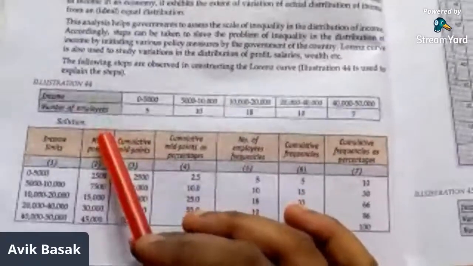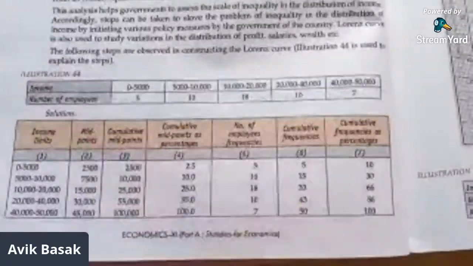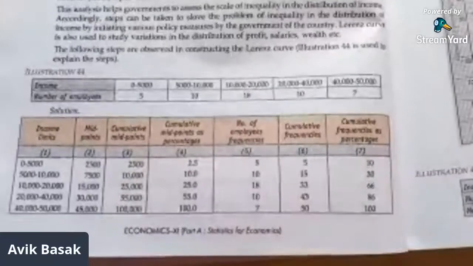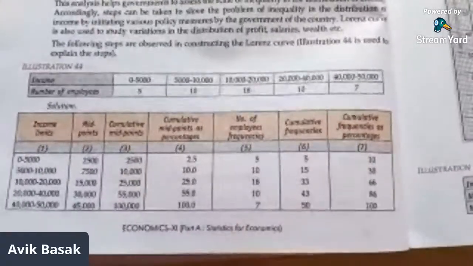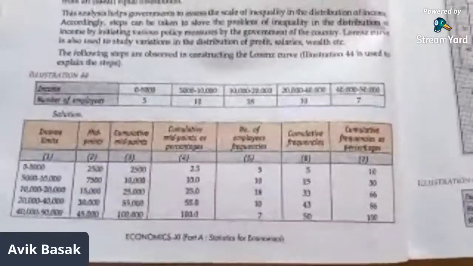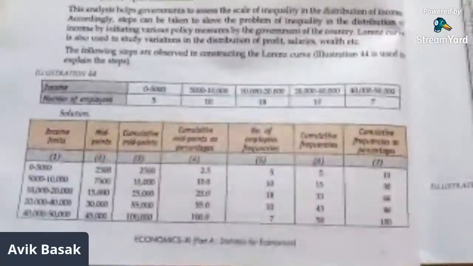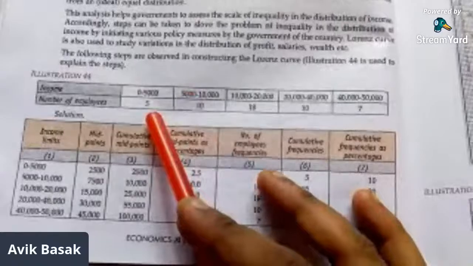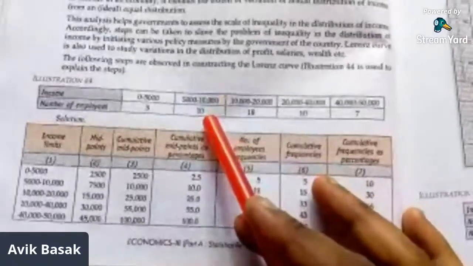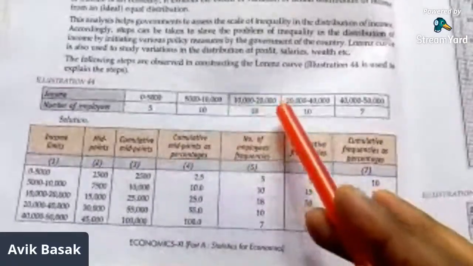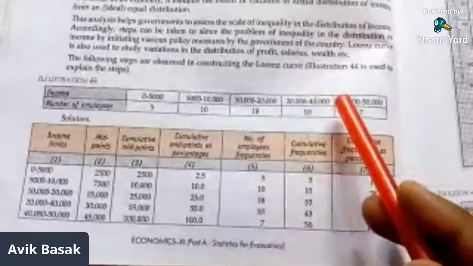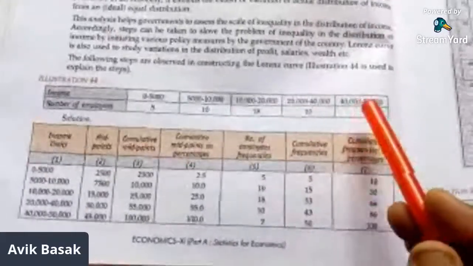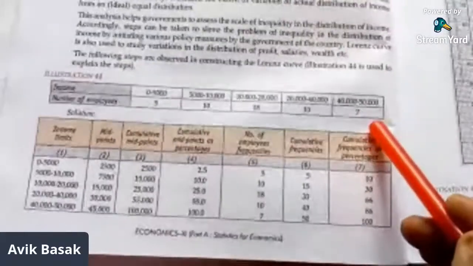Here we have income and number of employees. We will now see how many people are not standing on the line of equal distribution for their income, on a salary basis. For income 0 to 5,000, 5 people are getting. In this way, 5,000 to 10,000, 10 people. 10,000 to 20,000, 18 people. 20,000 to 40,000, 10 people. 40,000 to 50,000, 7 people.